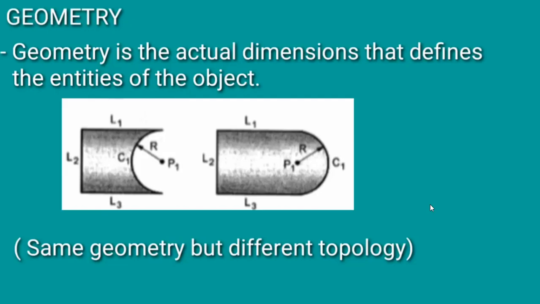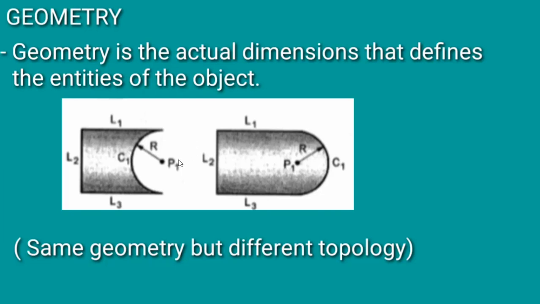So here, with the help of this diagram, we will understand the difference between geometry and topology. If you observe this diagram, it consists of the same geometry but different topology. Geometry defines the object as shown in this figure: length of lines L1, L2 and L3, the angle between the lines, the radius R, and the center P1 of the half circle. Here you can observe that in both the diagrams these parameters are the same.